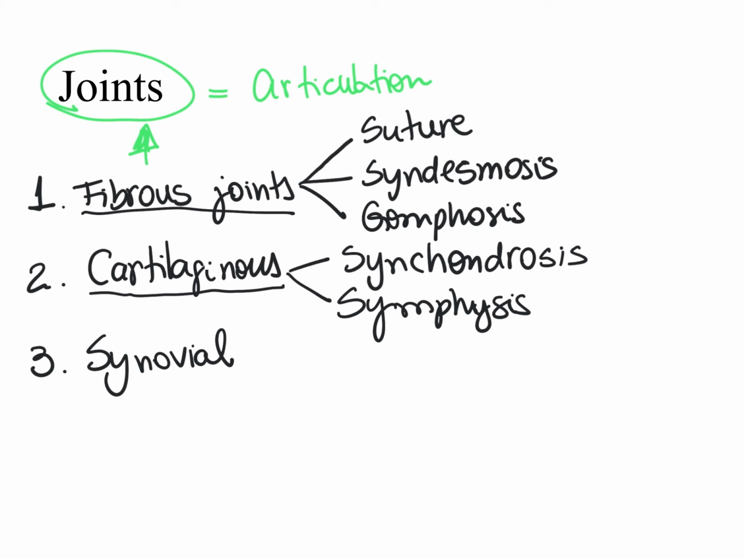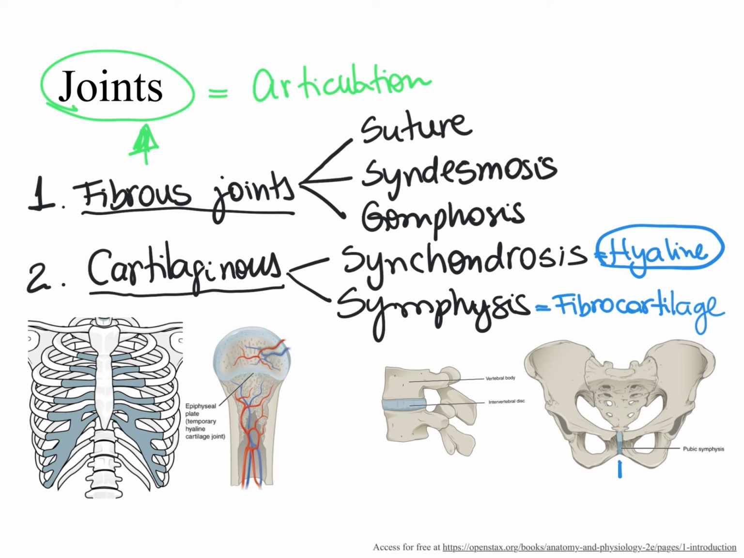In the synchondrosis cartilaginous joint, we find hyaline cartilage, which is the most abundant cartilage in our body. And it is tough, but it's also kind of flexible. In the symphysis cartilaginous joint, we find fibrocartilage. And fibrocartilage is the fibrous one, is the tough one. We find fibrocartilage between the two pubic bones.